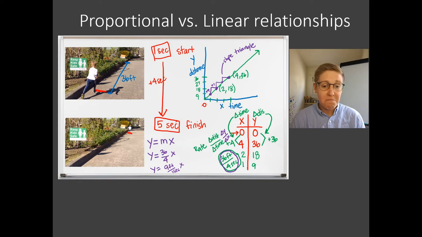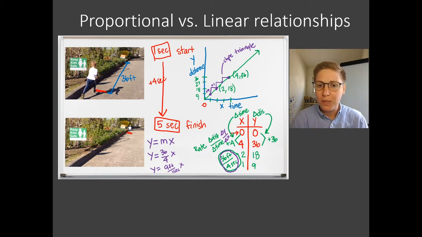What if he ran, I don't know, 5 seconds? 9 feet per second times 5 seconds would be 45 feet. What if he ran for 10 seconds? 9 feet per second times 10 seconds would be 90 feet. So that equation is super useful. I can now calculate his distance for any time. So that is a proportional relationship.